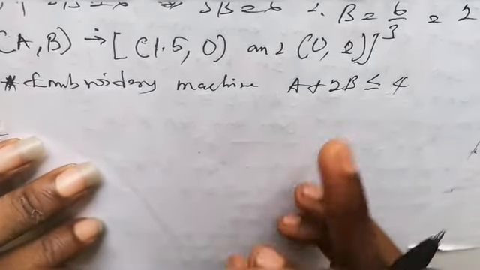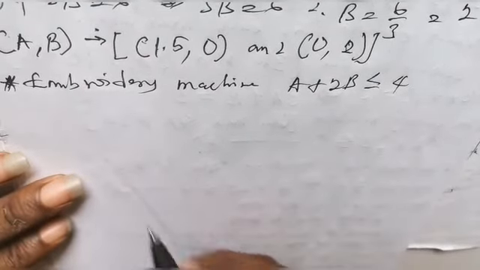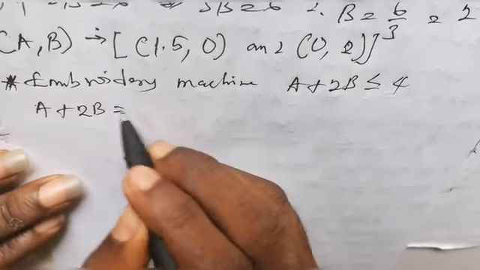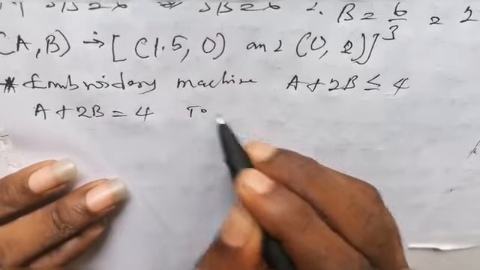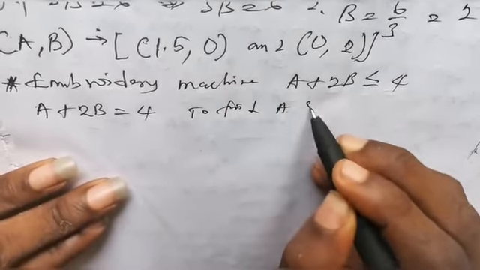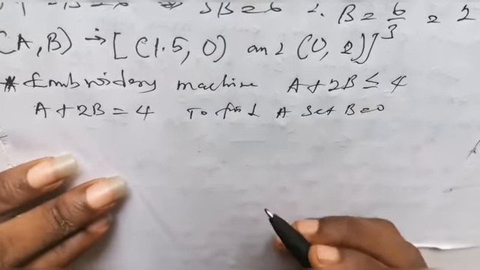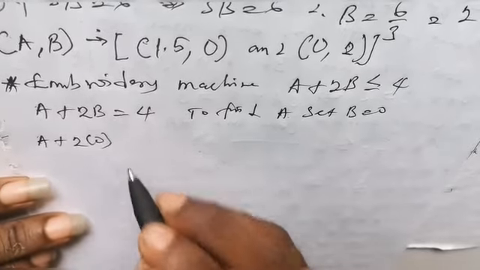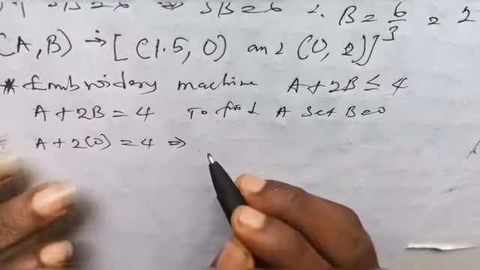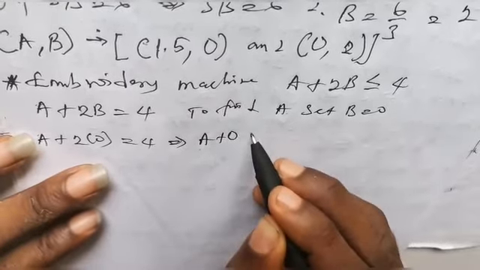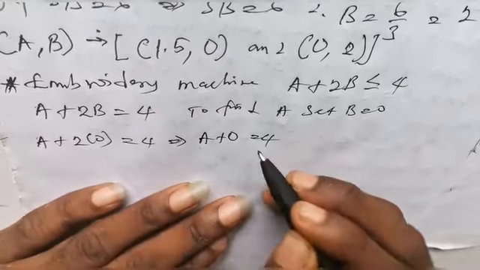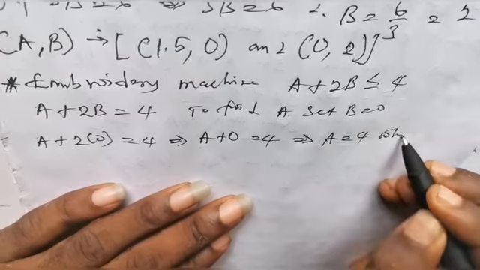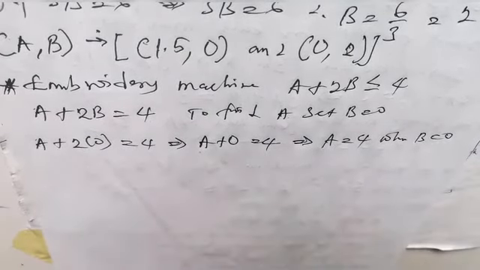Like I said, you can either solve with the inequality symbol or solve with the equal to sign. But let's solve with the equal to sign. This gives you a plus 2b equal to 4. Now to find a, always set b equal to 0, taking your boundary conditions. So you have a plus 2 times 0 equal to 4. A plus 0 is a. This simply implies that a is equal to 4 when b is equal to 0.